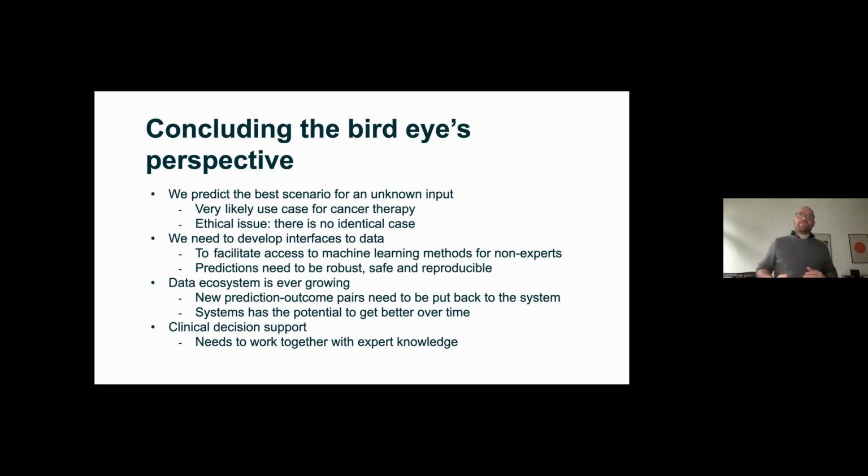In any case, whatever is happening there, and that's really a research area on its own, the predictions need to be robust, safe, and reproducible. That might be another topic for a talk. The data ecosystem that we build, if we do it rightly, is of course ever growing. New prediction outcome pairs are being fed back to the system, and as I said, we can then monitor the accuracy. And that always works in interaction with the application domain and with the data scientists to build clinical decision support systems.